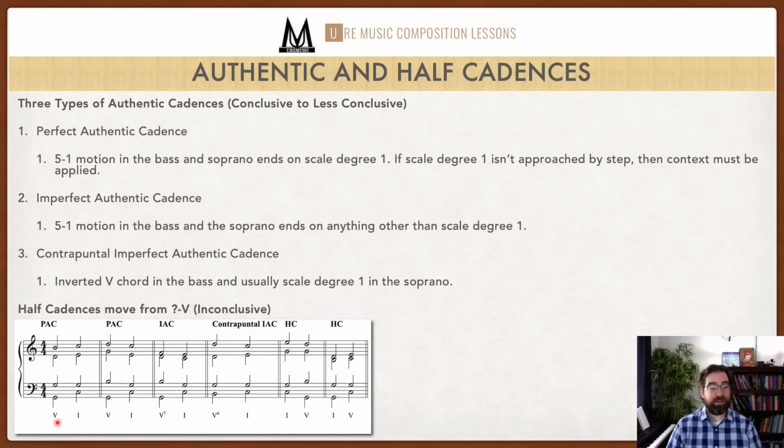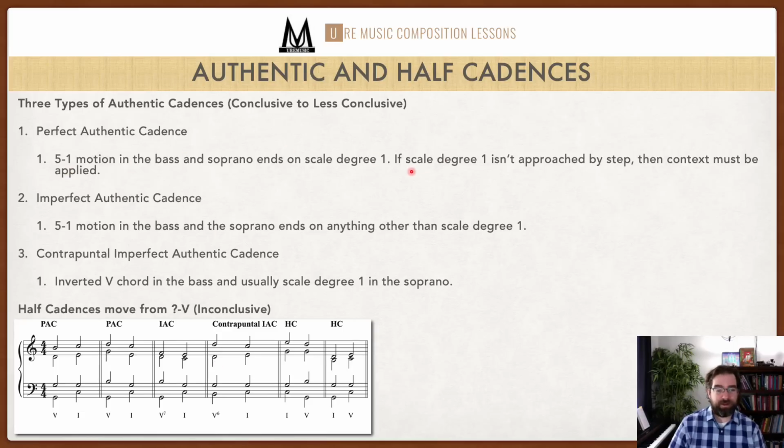But as long as you have a 5-1 chord, if you look at all of these, the perfect authentic, it moves from 5 to 1, imperfect authentic, in this case we have a 5-7 to 1, and the contrapuntal imperfect authentic, it's a 5-6 to 1. So all of our authentic cadences use this 5-1 chord progression. It just depends on how they're voiced that makes them stronger or weaker. Or you can think of it as perfect, imperfect, or contrapuntal.